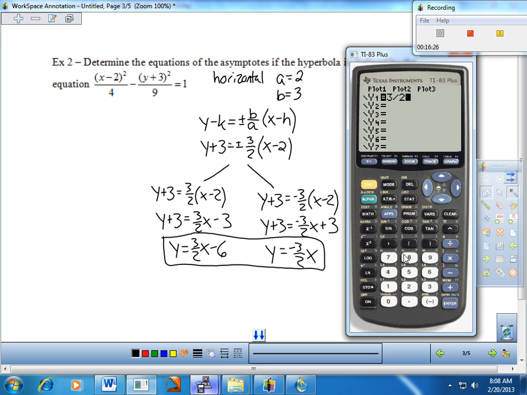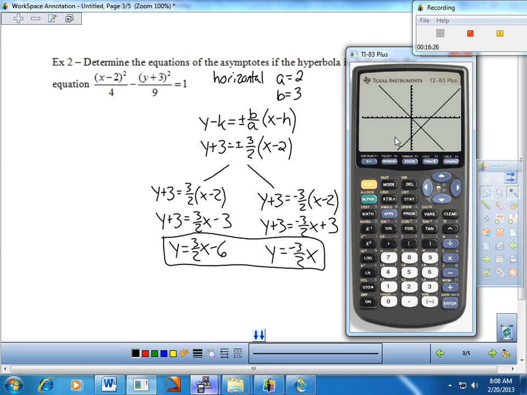So let's see, 3/2 x minus 6, and then negative 3/2 x. And I'm going to just go ahead and hit zoom in number 6. And if you notice, take a look, two lines on the coordinate plane. Look at where they intersect, everybody. Do they intersect at the center of the hyperbola, which would be at 2, negative 3? And if you kind of look at that right there, seem to be. And you can envision the hyperbolas, if we were to kind of put that in, that would look great. So I like that piece.